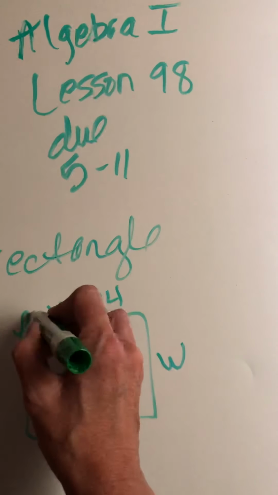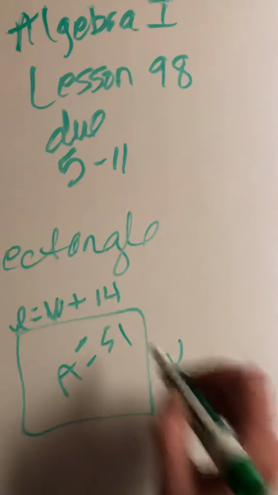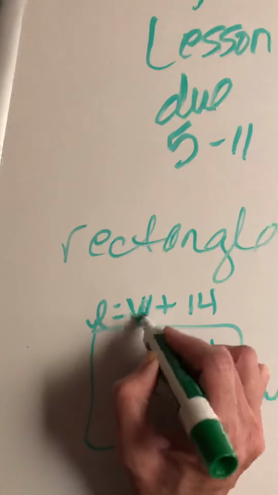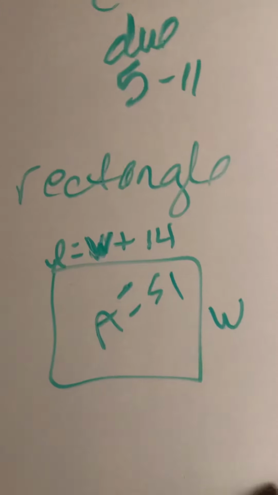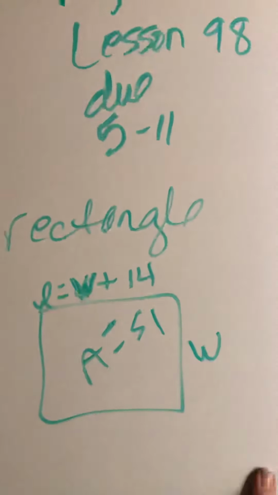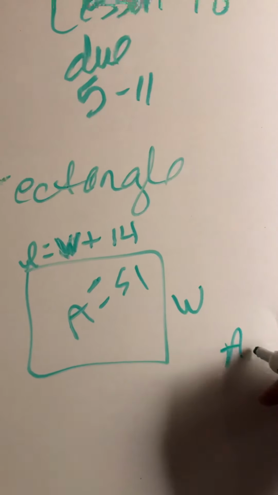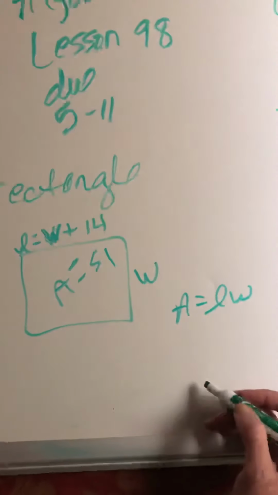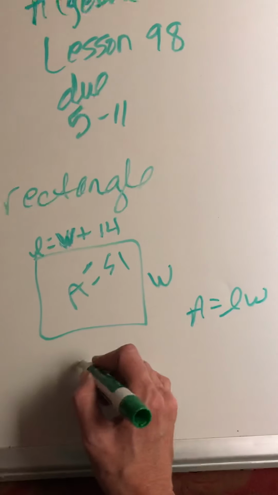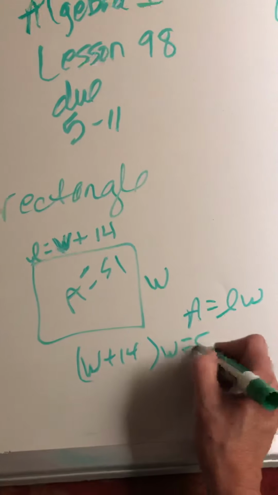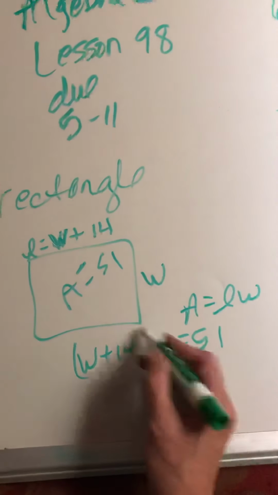So my length is W plus 14. Okay, so W plus 14. And we want to find the width and the length. So remember, area of a rectangle is length times width. So we're going to take the length, multiply by the width, and set it equal to the area, which is 51. So we're going to do distributive property.